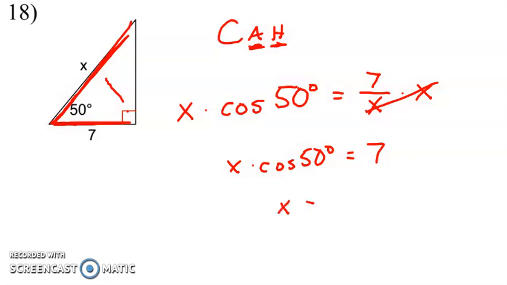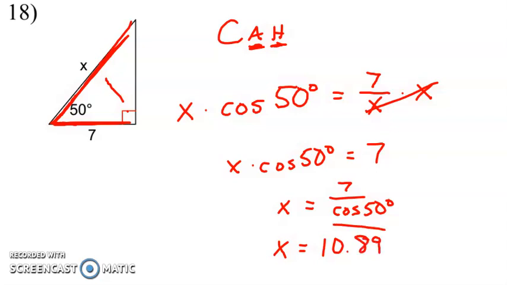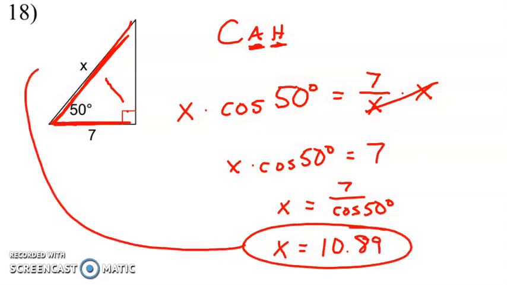That'll leave me with just x on this side, and on the right-hand side I will have 7 divided by the cosine of 50 degrees. I have no idea what that is without plugging it in my calculator because I don't have the cosine of 50 degrees memorized. So when I punch in 7 divided by the cosine of 50 degrees, I do get a value that's about 10.89. And so that is the value of that hypotenuse over there. And if you didn't get that, when you plug that in, remember your calculator has to be in degree mode, not radian mode.